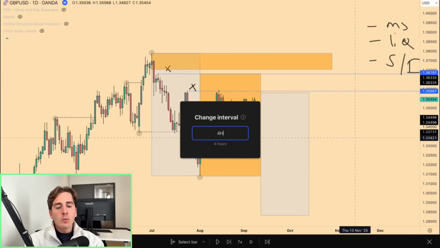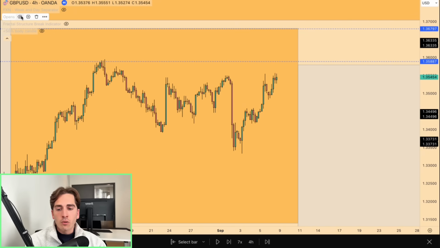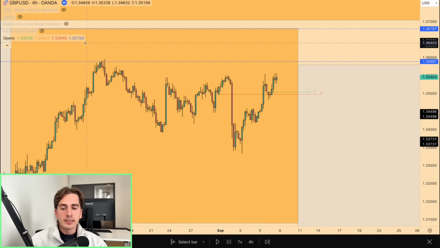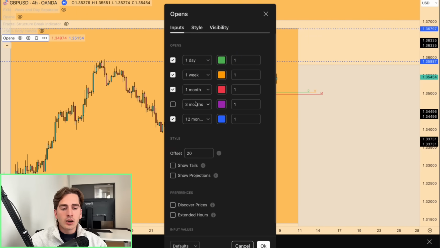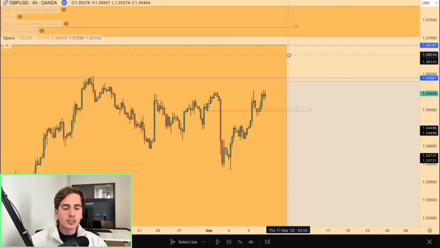So now when it comes to the actual execution of the trade itself, I then went down to the 4-hour time frame. And for the 4-hour time frame, I use this indicator called daily, weekly, monthly, yearly opens by SBTNC. Now I load in the indicator, I double click, and I make sure that the 3 months is turned on, because that is a crucial level where I potentially want to be taking some profits.